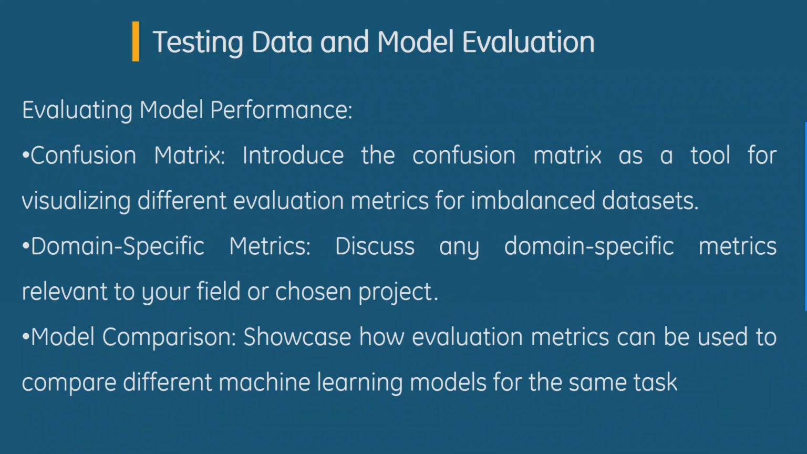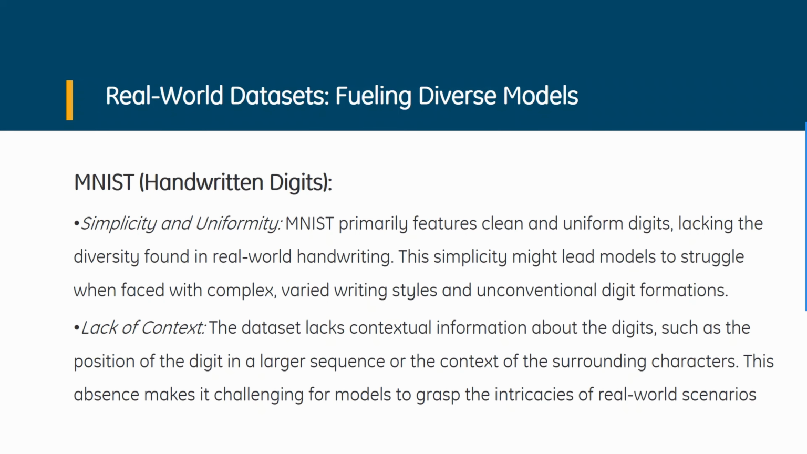Next, we have evaluation metric preferences. We have the confusion matrix. Introduce the confusion matrix as a tool for visualizing different evaluation metrics for imbalanced data sets. Domain specific metrics: discuss any domain specific metric relevant to your field or chosen project. Then we have model comparison, which showcases how evaluation metrics can be used to compare different machine learning models for some tasks.